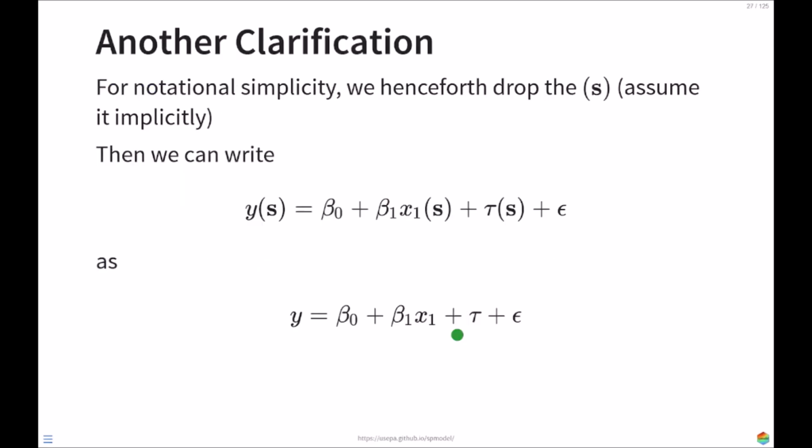Also, sometimes you'll see the "of s" carried through when these processes are written, and that's just to remind you that these things are measured at a particular location. Just for notational simplicity, we're going to drop this "of s". We'll assume it implicitly, but just know that these things are generally measured with respect to a specific location.